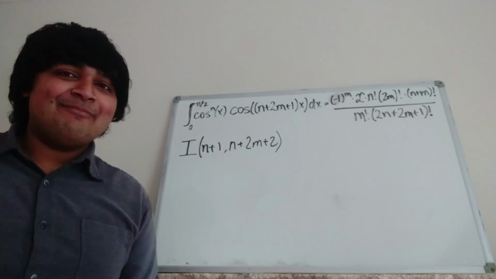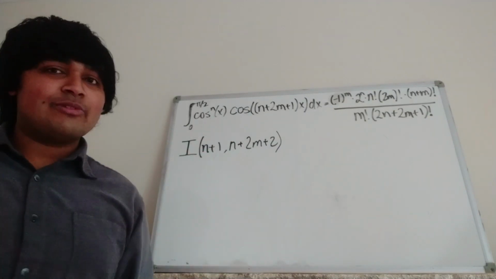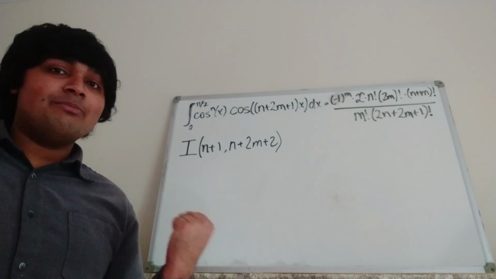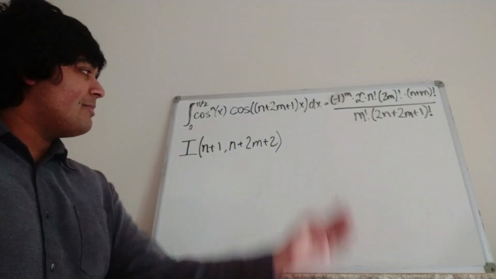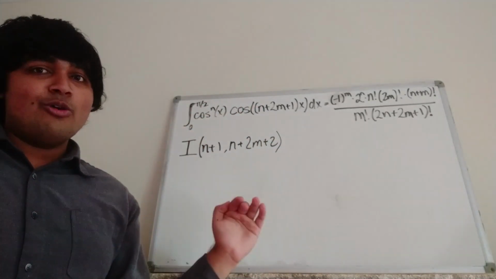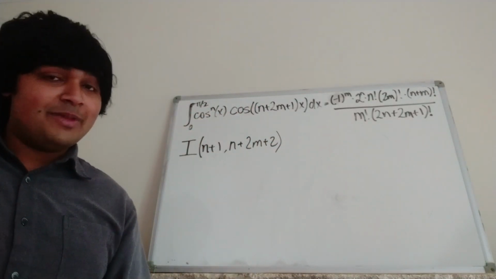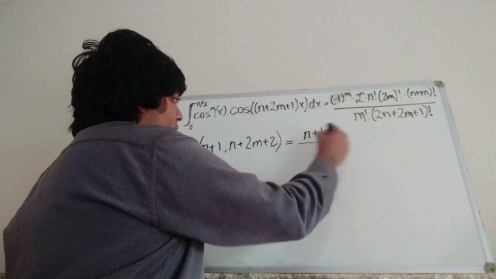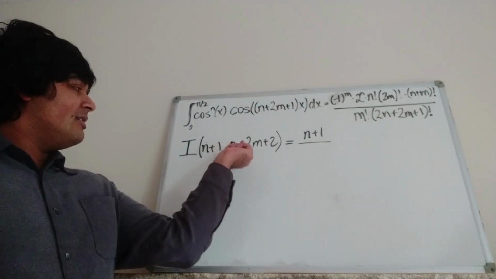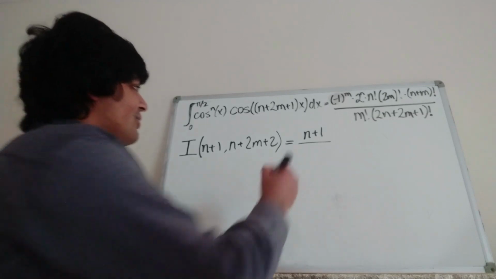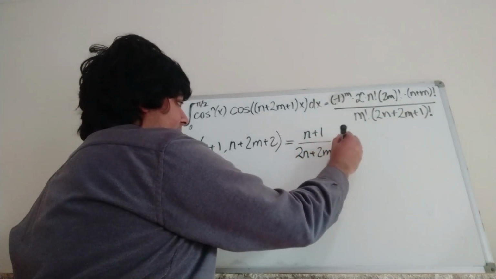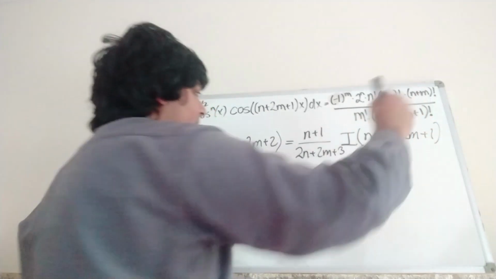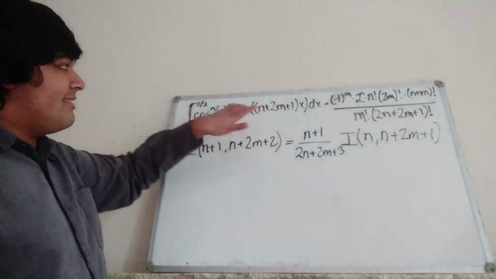Now remember, n and m are non-negative integers, so n plus 1 is strictly positive, and this guy here is also strictly positive, and they're both integers. So that means we can use the result we showed in part 1, reducing this down by 1. Remember, I of a, b is equal to a over a plus b times I of a minus 1, b minus 1. So this is equal to the a, which is just n plus 1, all over n plus 1 plus n plus 2m plus 2, which is just 2n plus 2m plus 3, times I of n, n plus 2m plus 1.